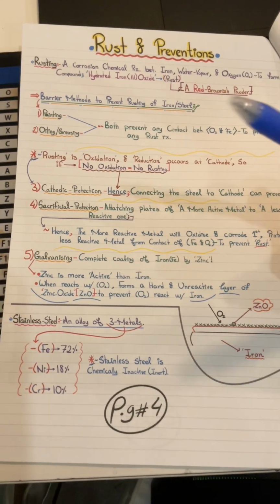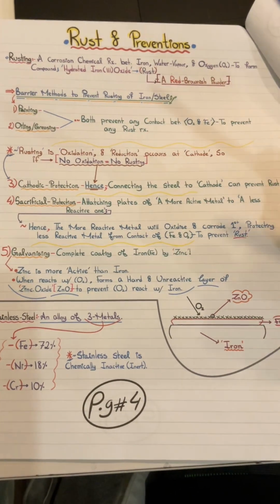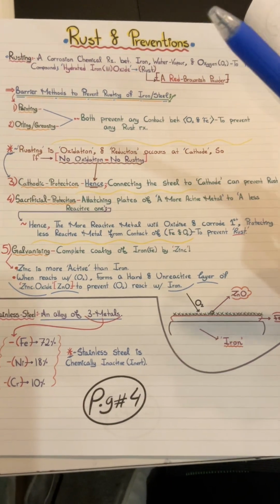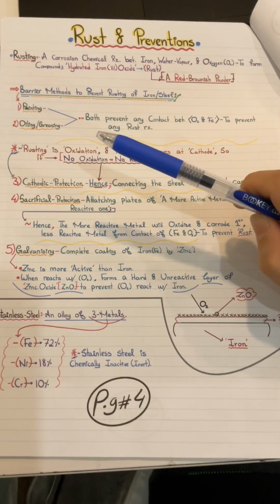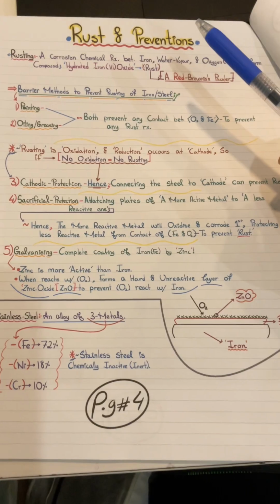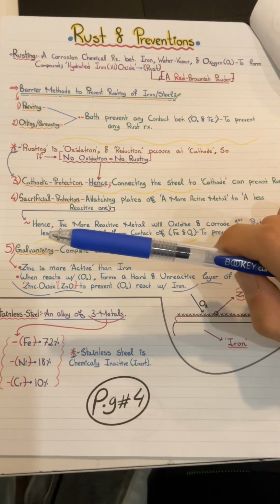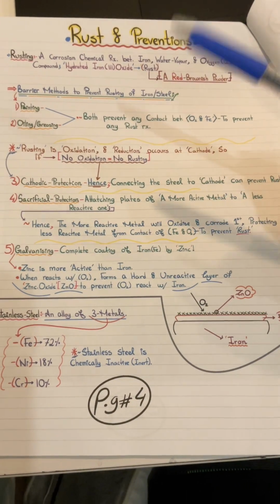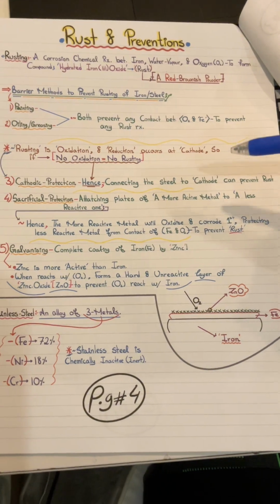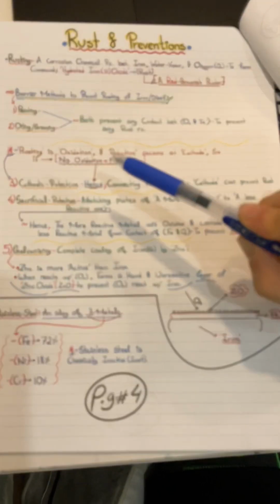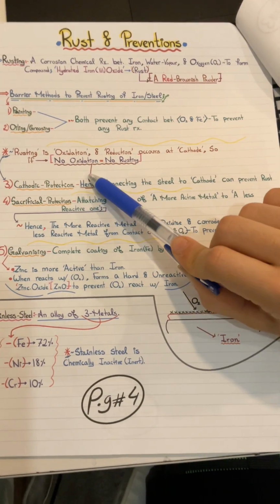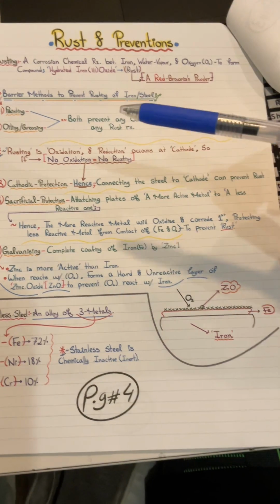Now, a key point to consider here. Rusting is oxidation, and reduction occurs at the cathode. So, if there is no oxidation, there is no rusting, correct? This is where cathodic protection comes in. If we connect this steel to a cathode, it will prevent rust. Why? Because there will be no oxidation and there will be no rusting.